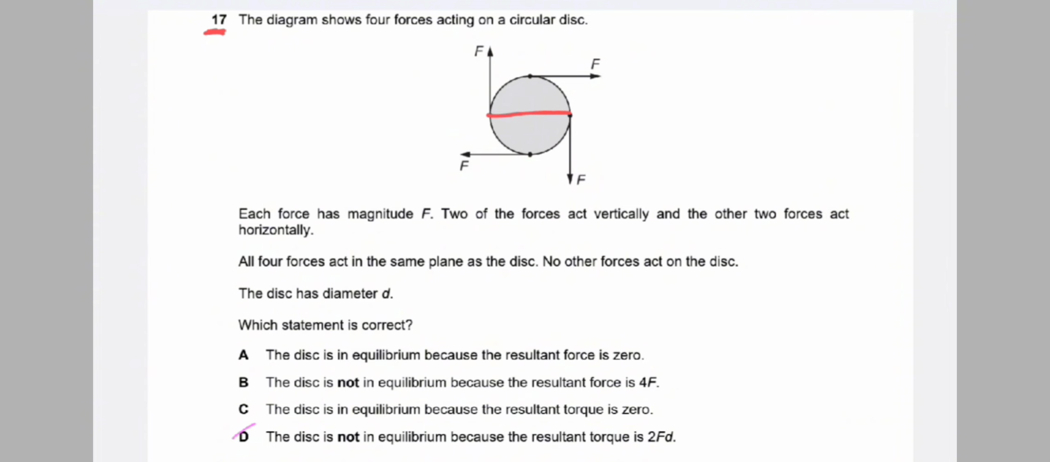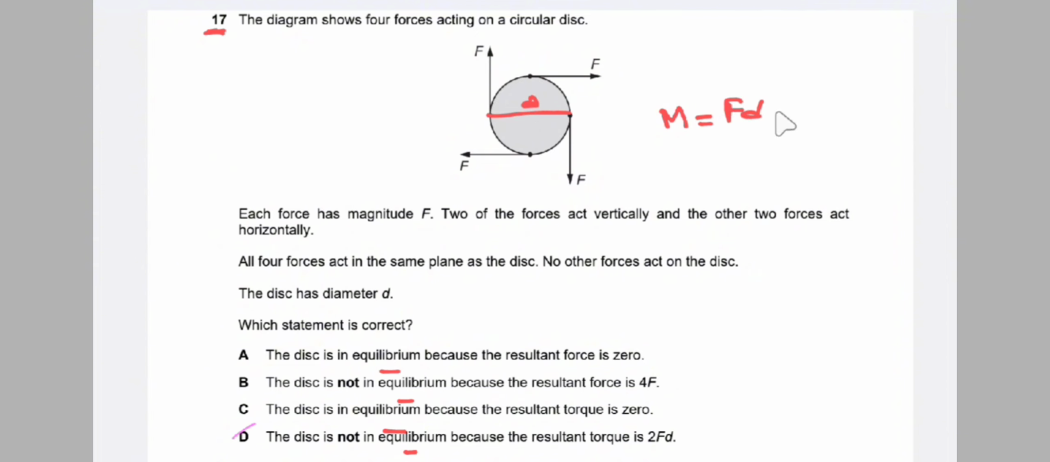Which statement is correct? All of these statements mention equilibrium. For an object to be in equilibrium, the resultant force has to be 0 and the resultant moment has to be 0. Here we can see that the upward force is equal to the downward force and the force on the right is equal to the force on the left. So the resultant force is 0. But what about the resultant moment or the resultant torque? For the moment of force, the forces are the same. So the moment of force is the product of force and the distance between the two forces, that is d.